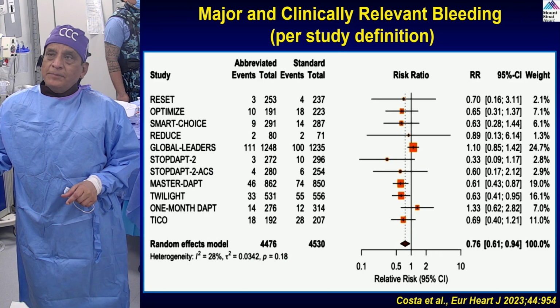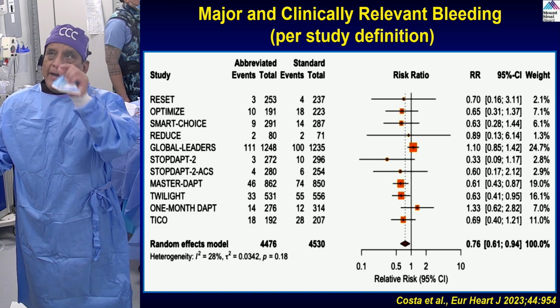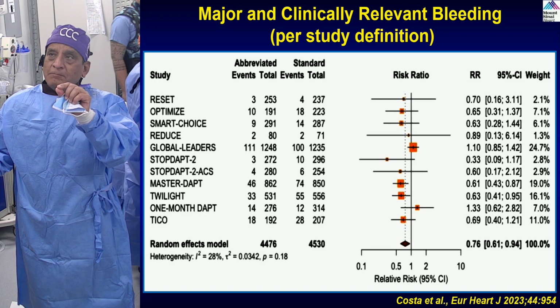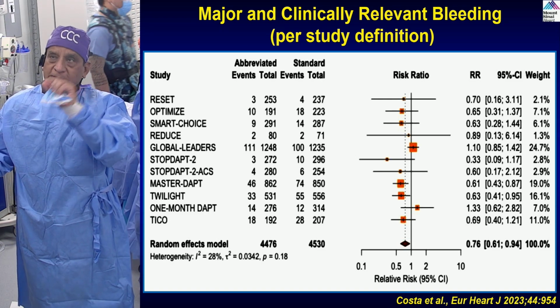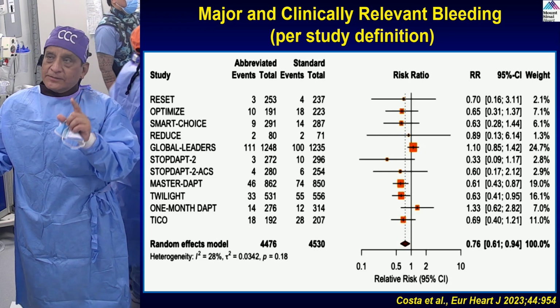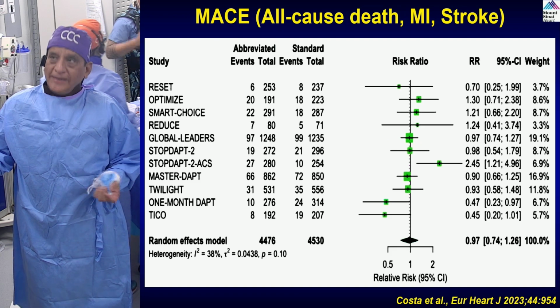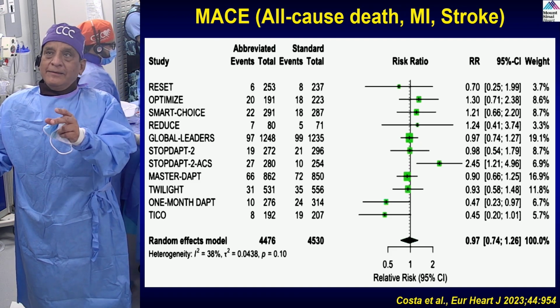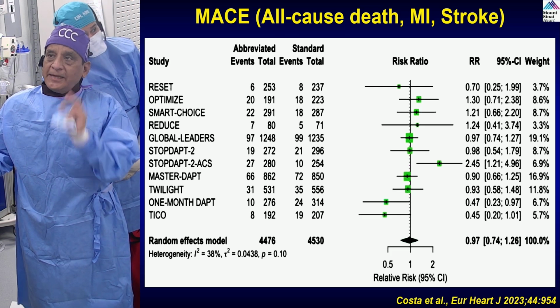the standard DAPT, and these are the trials, as you see on the left side. Major and clinically relevant bleeding was basically lower in abbreviated DAPT versus standard DAPT. And these are high bleeding risk patients. Now you say, well, that's okay, but what about the MACE? MACE right here: abbreviated DAPT versus standard DAPT, no difference in death, MI, and stroke.